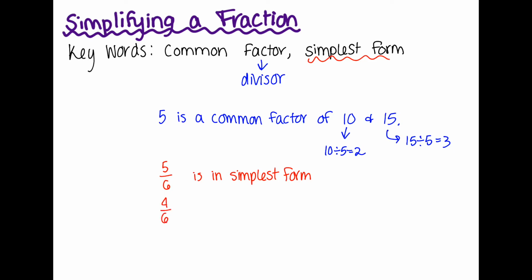4 over 6, on the other hand, is not in simplest form. The reason that it's not in simplest form is because 4 is divisible by 2. So 4 divided by 2 is 2, and 6 is also divisible by 2. They have a common factor of 2. So if a fraction has a numerator and denominator that have a common factor, for instance, 4 over 6 has a common factor of 2, then we need to simplify the fraction. Let's talk about how to do that.